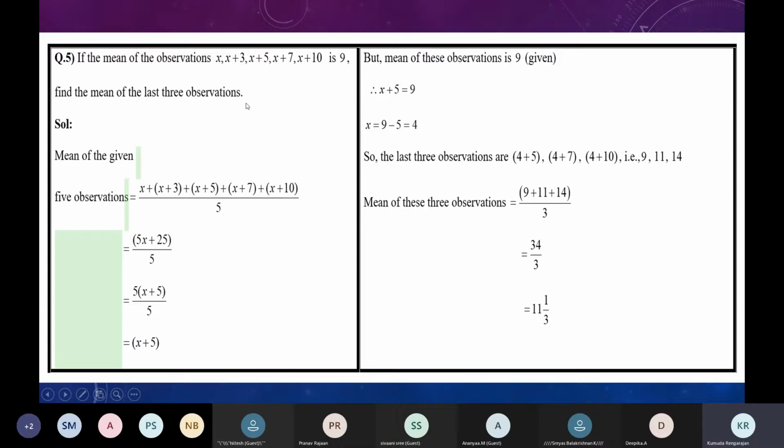So since we have to find the mean of the last 3 observations, the last 3 observations are x plus 5, x plus 7, and x plus 10. Which means 4 plus 5, 4 plus 7, 4 plus 10. So the last 3 observations are 9, 11, and 14. Now the mean of these last 3 observations is 9 plus 11 plus 14 by 3, because there are only 3 numbers. You're finding the sum of these 3 numbers, so divided by 3.